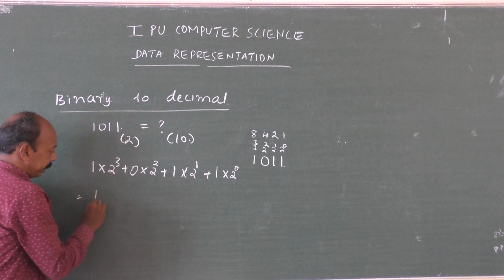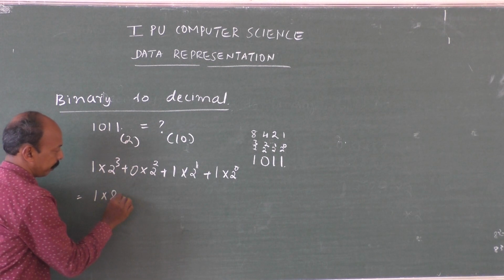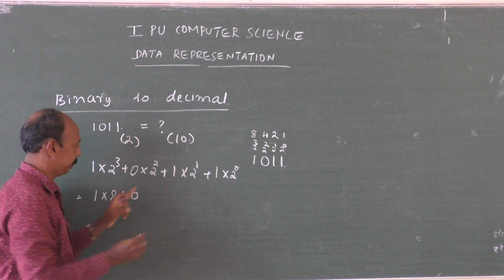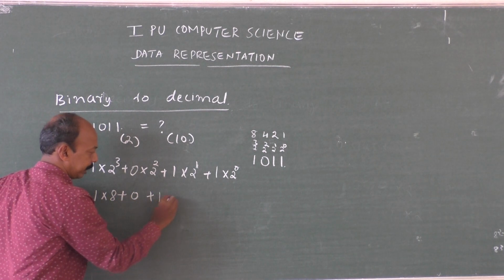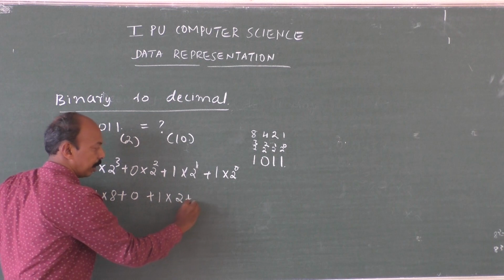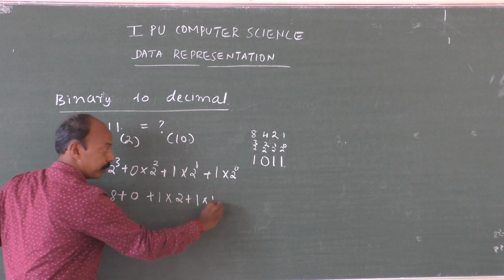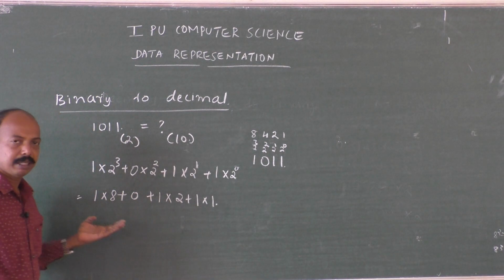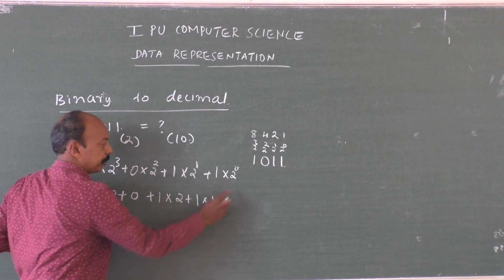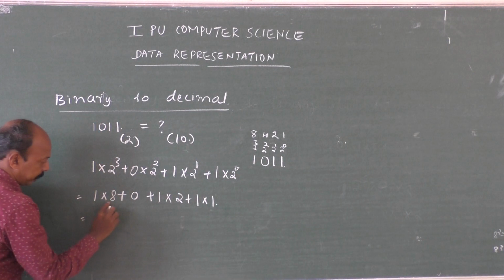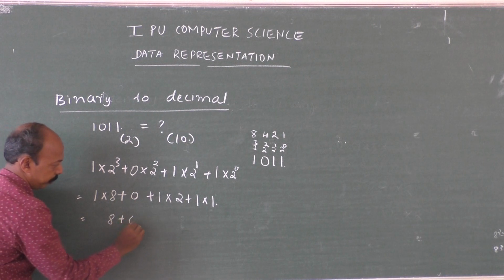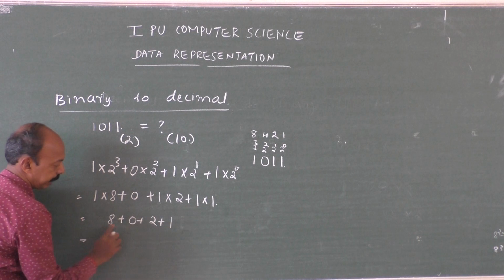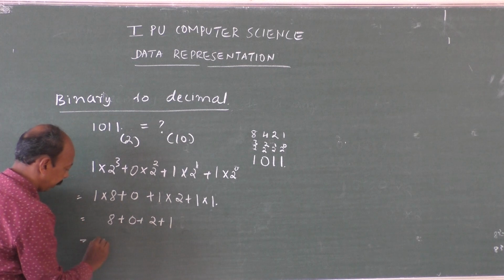Write those values. 1 into 2 to the power 3 is 8. Plus 0, anyhow when we multiply by 0, the answer will be 0, no need of writing this one. Plus 1 into 2 to the power 1 is 2, plus 1 into 2 to the power 0 is 1. Be careful, don't write it as 0. Usually we go wrong here. Even though it's an easy exercise, we still make mistakes because of this. This will be 1 into 8, 0, 1 into 2 is 2, 1 into 1 is 1. So it is 8 plus 2, that is 10, plus 1, 11.